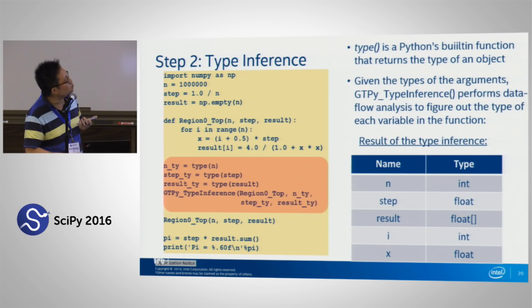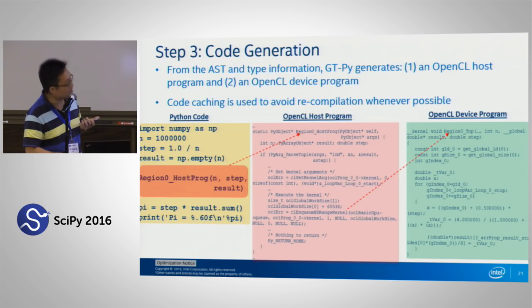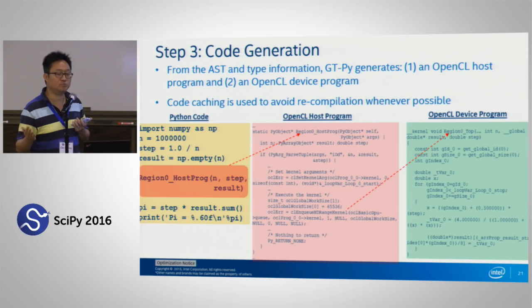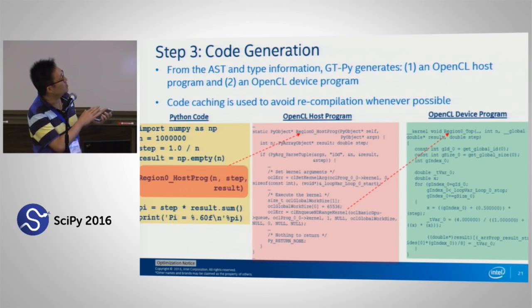So now, after these two steps, we have a function outlined, and a type inference. So now we are ready to do code generation, which is step 3. From the AST, which is the abstract syntax tree of the Python region that we compile, and from the type information, we can generate code. Because in OpenCL, there are two parts: one is the host program, one is the device program. The host runs on the CPU, and the device program runs on the device that you use, either GPU, FPGA, or CPU. So we have to generate two programs. GDPI will automatically generate the host program and the device program from the region, which is shown here.